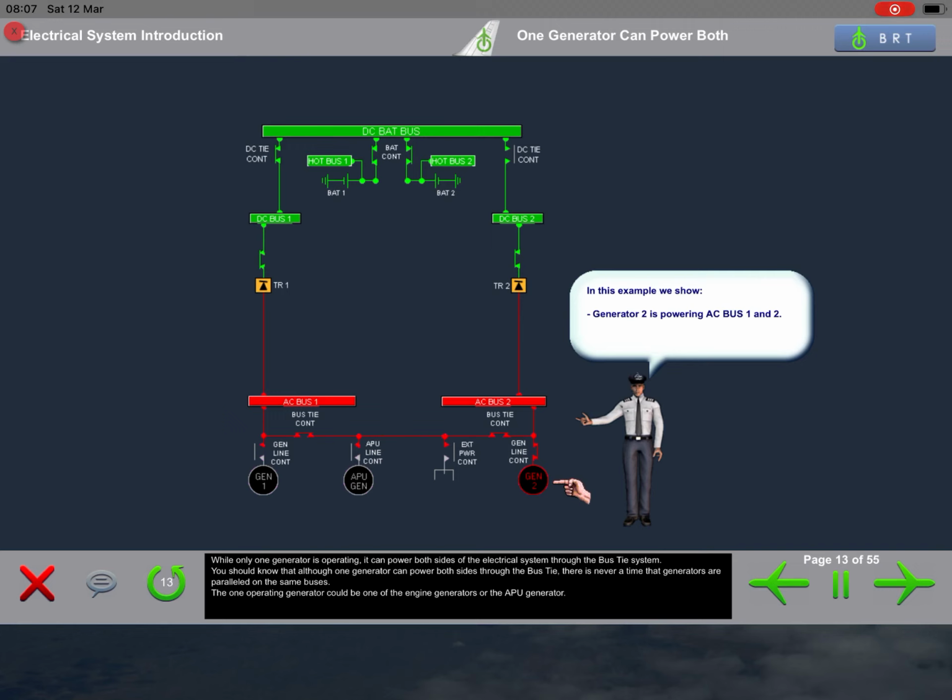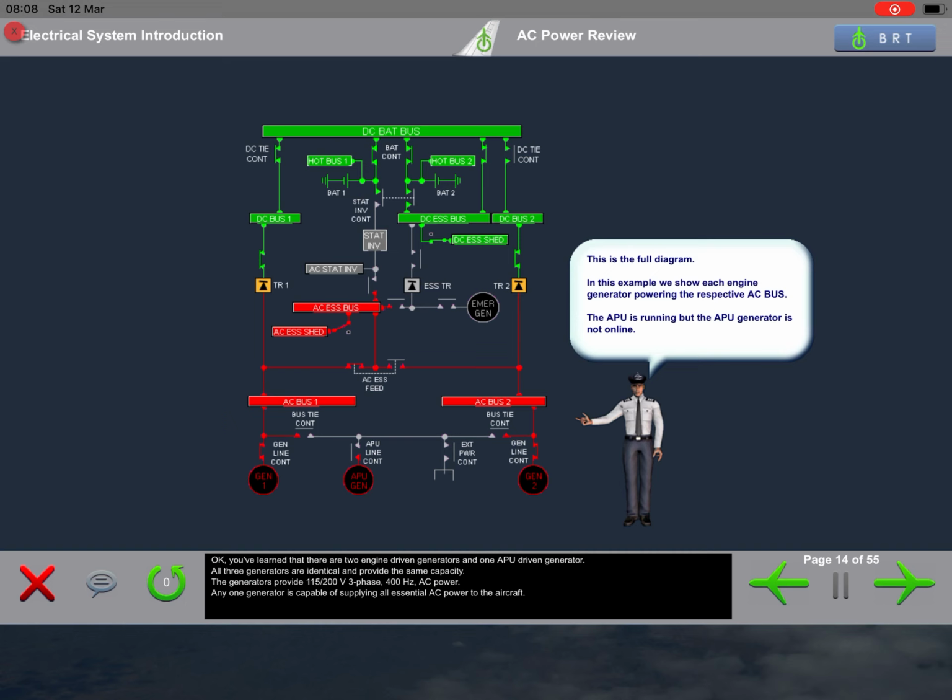You should know that although 1 generator can power both sides through the bus tie, there is never a time that generators are paralleled on the same buses. The 1 operating generator could be one of the engine generators or the APU generator. Okay, you've learned that there are 2 engine-driven generators and 1 APU-driven generator. All 3 generators are identical and provide the same capacity. The generators provide 115/200 volt 3-phase, 400 Hz AC power. Any one generator is capable of supplying all essential AC power to the aircraft.